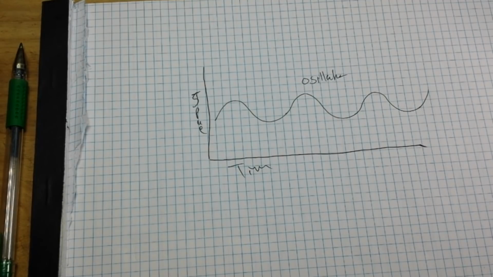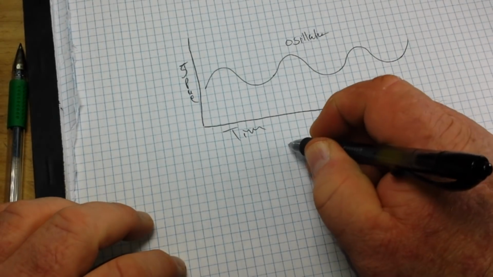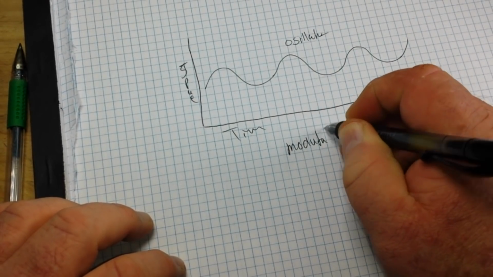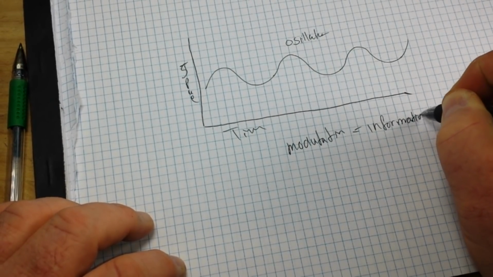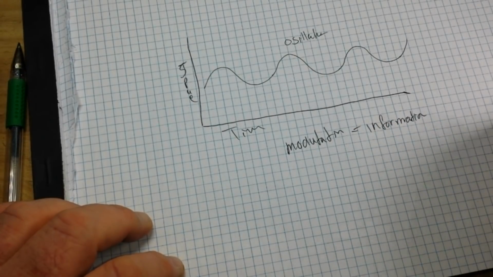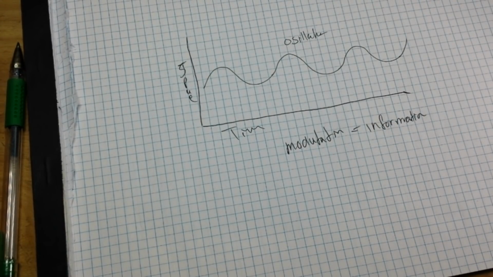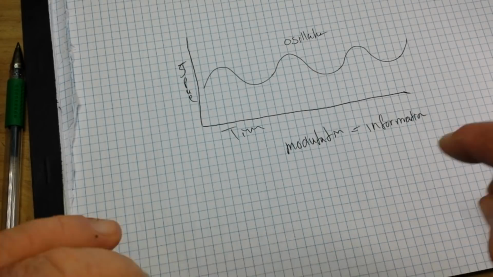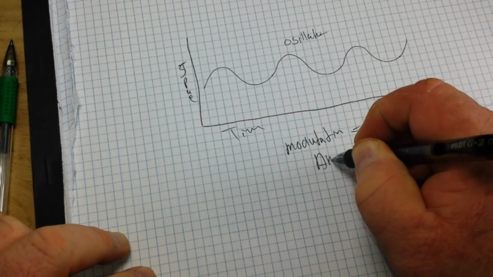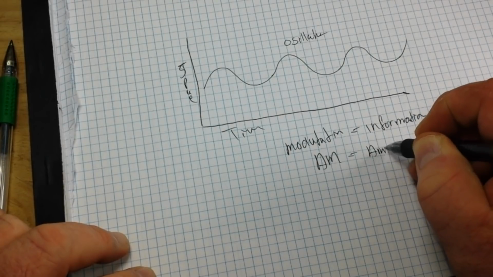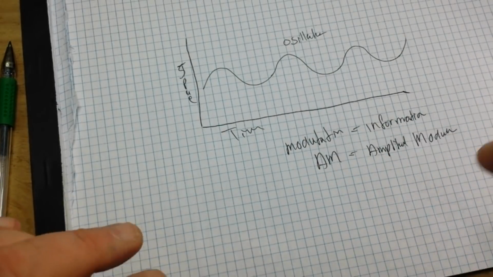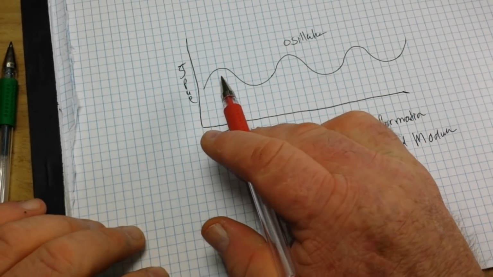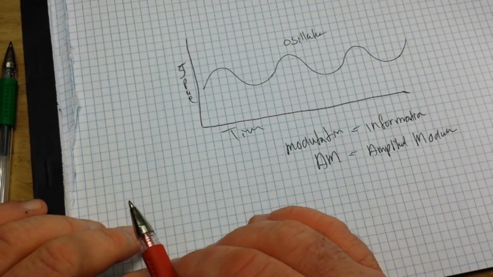Now remember this is the key. Modulation equals information. So we are going to take our carrier wave and we're going to modulate it. We are going to do this in AM, amplitude modulation, because it's the simplest, which means we're going to take our carrier wave and we're going to superimpose some information on it.